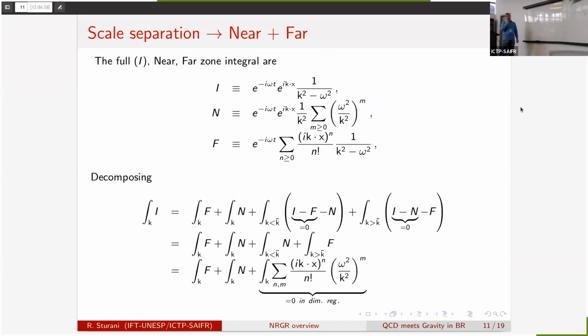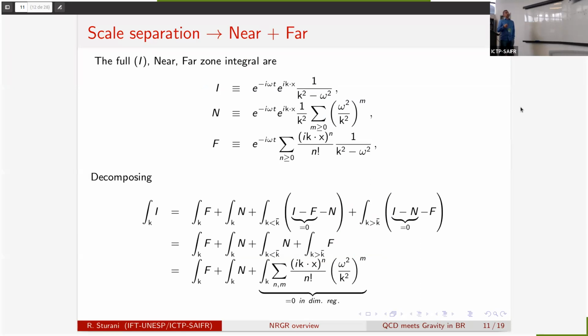Okay, and this is a sketch of the proof of why you can integrate the Green function in the near zone, in the near zone expansion over all k, and integrate the Green function in the far zone expansion over all k, and the sum of the two is the total result. So this is a kind of toy demonstration. It's not the actual demonstration, but the real demonstration is several pages, but it encodes the main points.